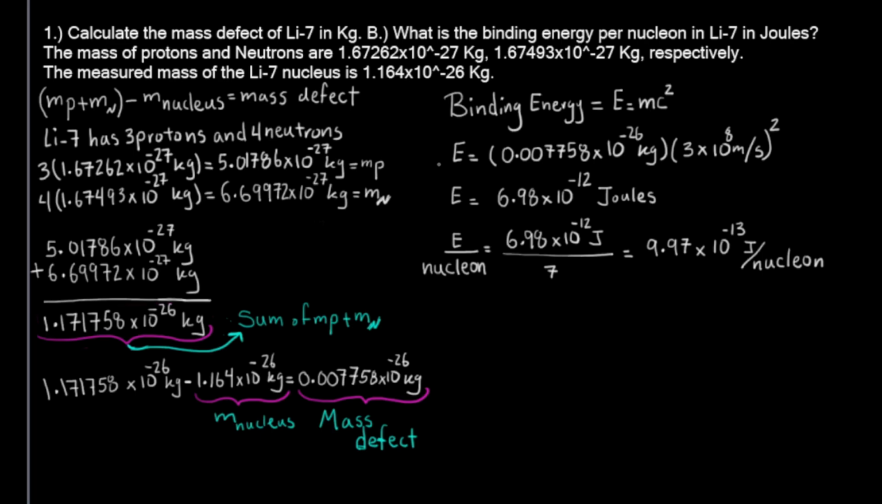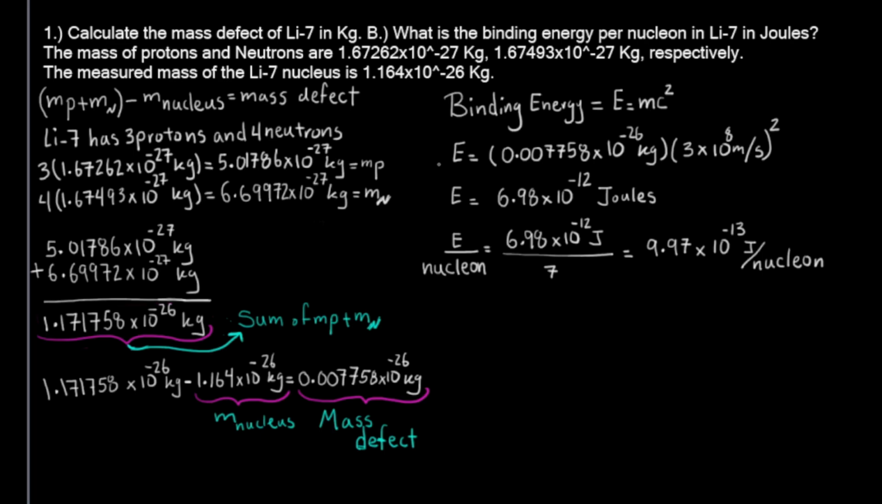This is the total mass of free protons. Then we need to multiply 4 because we have 4 neutrons inside the lithium-4 nucleus. We need to multiply 4 by 1.67493 times 10 to the minus 27 kilogram. Once we do that, we get a value of 6.69972 times 10 to the minus 24 kilogram. This is the total mass of free neutrons.